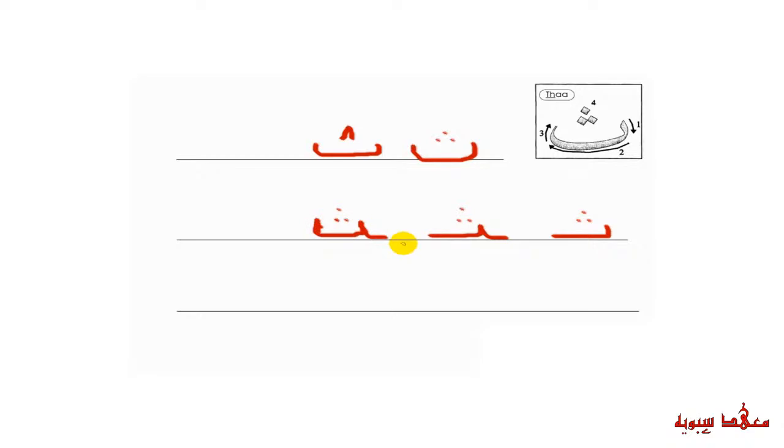And writing the three Thaas together as if they were one word is as follows. Sorry, I just did a mistake. It should be three dots there. So that's quite straightforward.